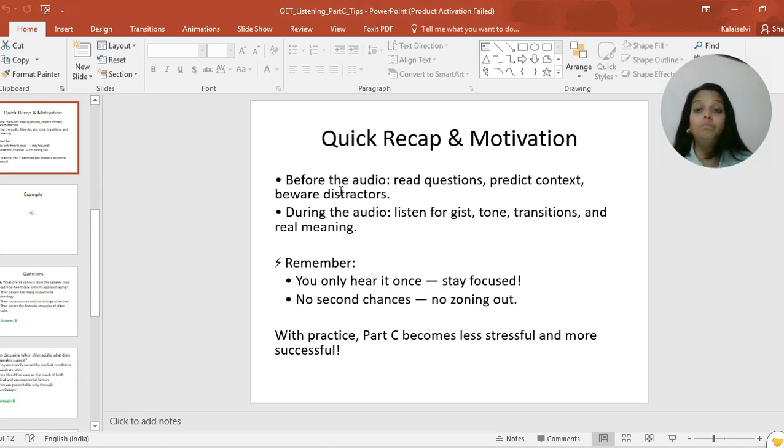So, to recap, before the audio, you have to read the questions, try to predict the context, and beware of distractors. And during the audio, listen for the gist and focus on the tone. Try to catch the transition words and match meaning, not the words. And remember, you only hear it once, so you have to stay focused from start till the finish. No zoning out, no second chances. With practice and these strategies, you will turn part C from stressful to successful.